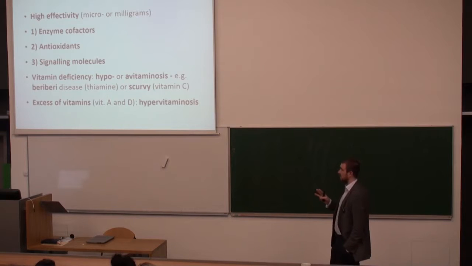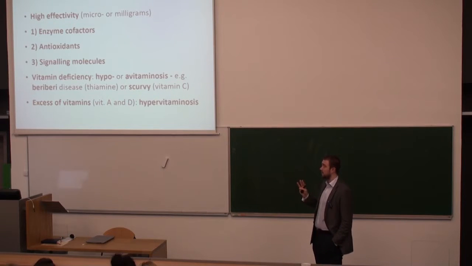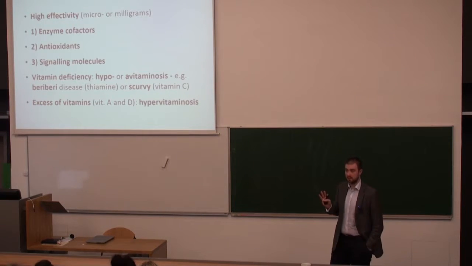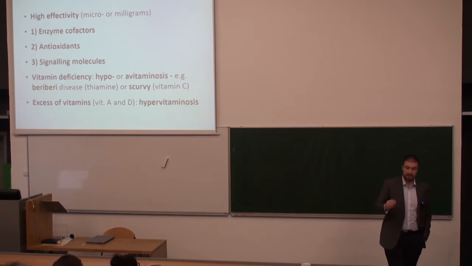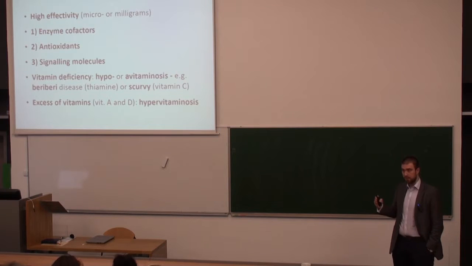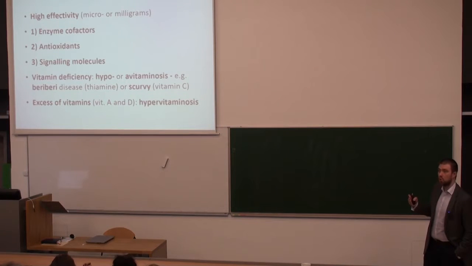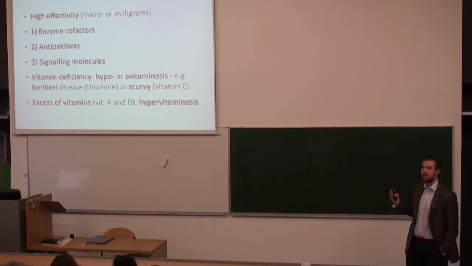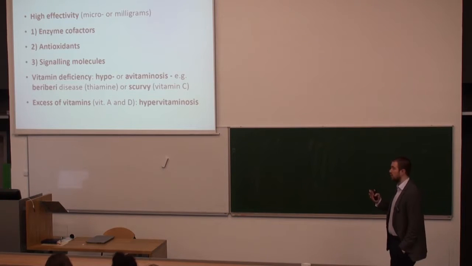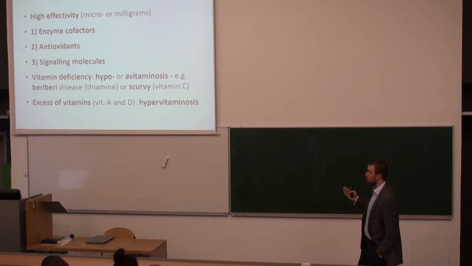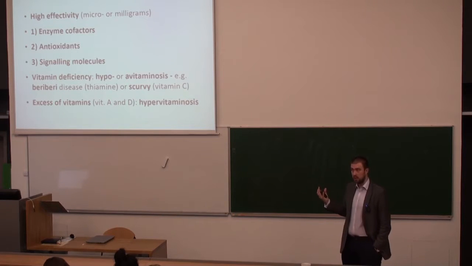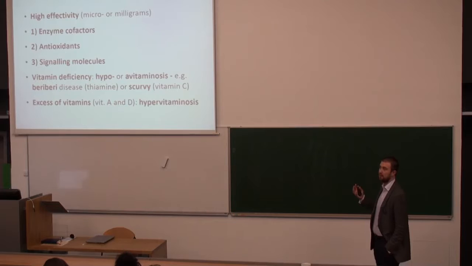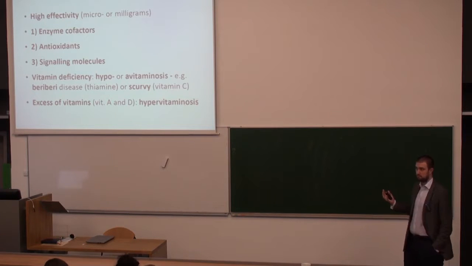And third is example when vitamins serve as the signaling molecules. That means that they will produce some molecules that have active signaling function. And as you know, typical example of this is vitamin D, since when it's converted to the active calcitriol, that's the active hormone regulating calcium and phosphate metabolism.